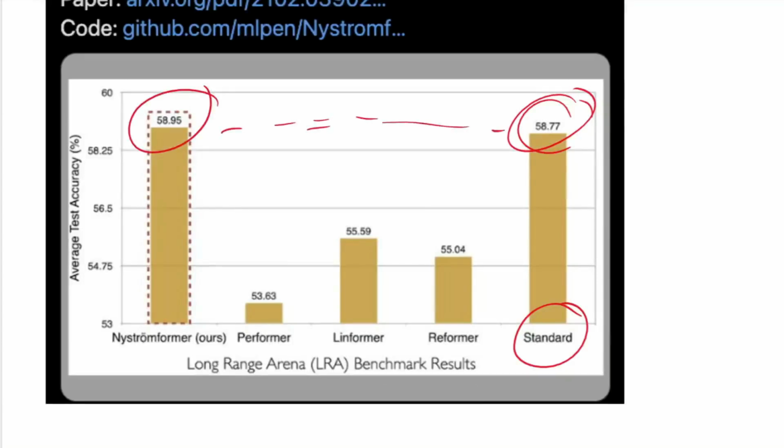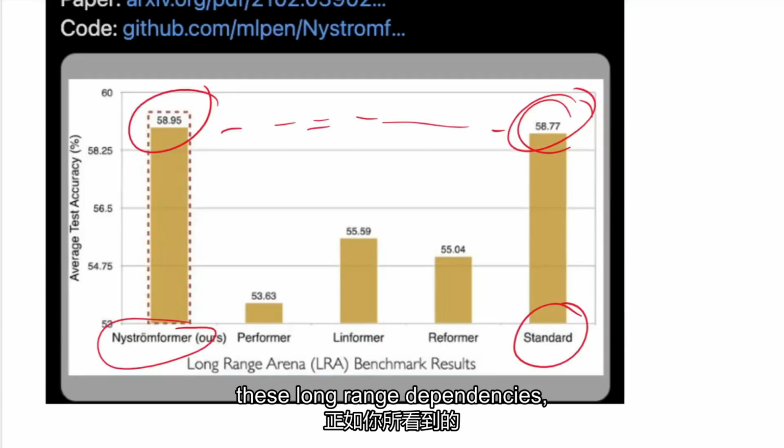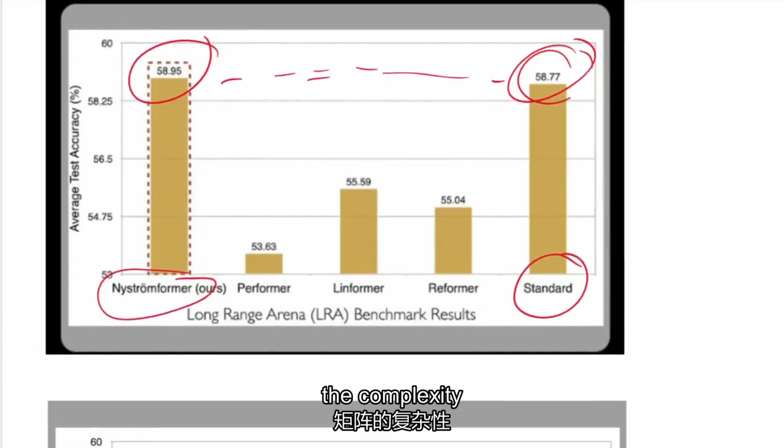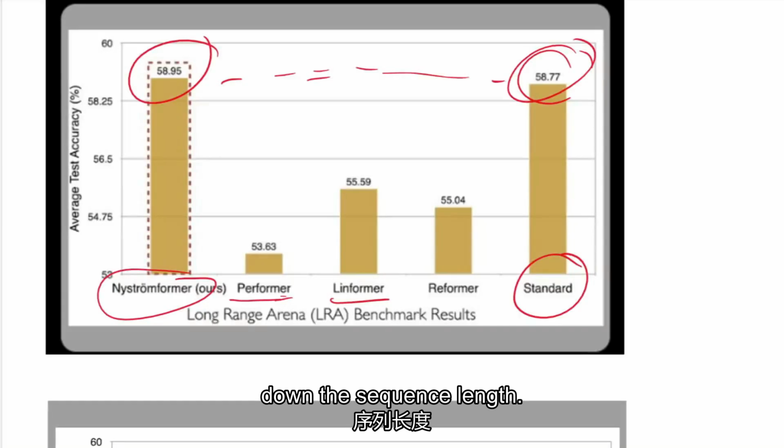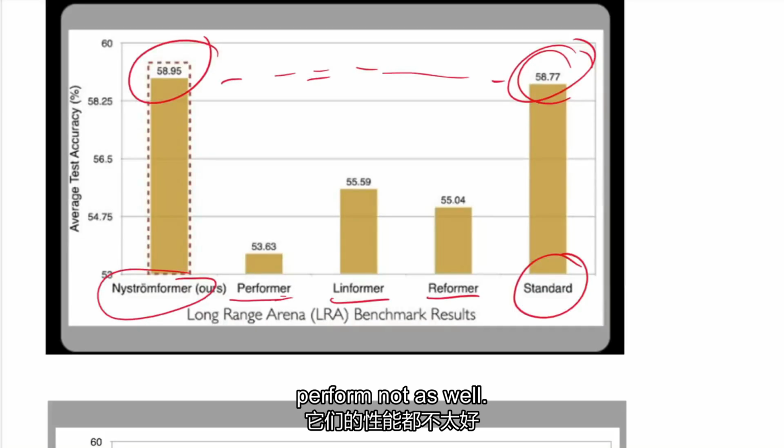Now, we don't know yet what kind of settings the Nyströmer has here, how much memory is really saved, but I assume that quite a bit of memory is saved, and it still retains that capability of doing these long-range dependencies, as you can see right here. The other models that reduce the complexity of the attention matrix, such as the Performer, which uses random Fourier features, the Nyströmformer, which projects down the sequence length, and the Reformer, which, if I remember correctly, uses locality sensitive hashing and so that's n log n and not O of n, they all perform not as well.